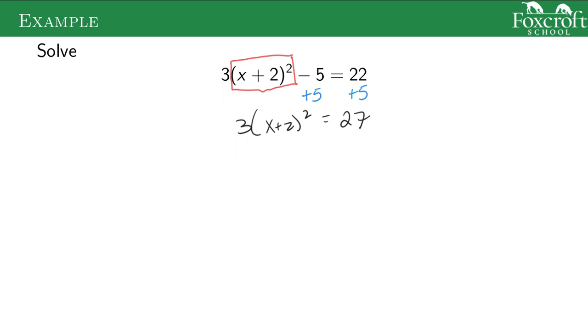And now I can get rid of the 3. Right now the 3 is being multiplied by this thing that I want to get by itself. So I'm going to divide by 3. All right, so that's all technically the first step in our strategy for solving these types of things. So the next thing I do is take the square root of both sides.